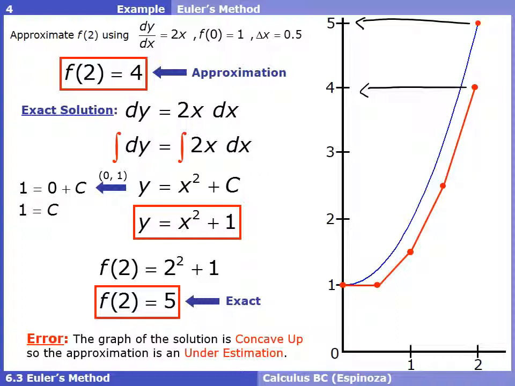So seeing it visually hopefully will help you connect the fact that concavity tells us if the approximation is an under approximation or an over approximation. So there you go, a problem that we can do exactly and using Euler's approximation. So hopefully that gives you a good idea of how we can use Euler's approximation or Euler's method, and how that relates to solving a differential equation.